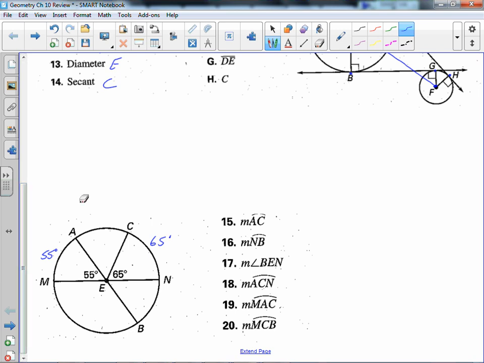And then to find the measure of arc AC, we have to recognize that segment MN is a diameter, which cuts the circle in half, so that these three arcs up here are going to add up to 180 degrees, since they're half of the circle. And so for the measure of arc AC, we can take 180 and subtract the two arcs that we know, 55 plus 65, which would be 180 minus 120, or 60 degrees.